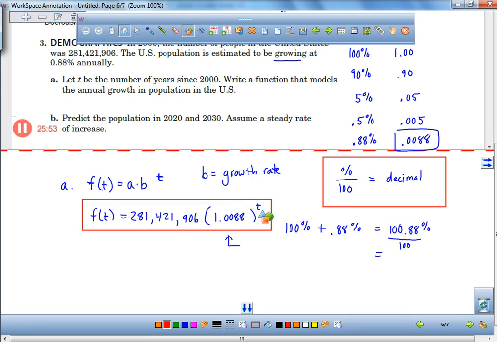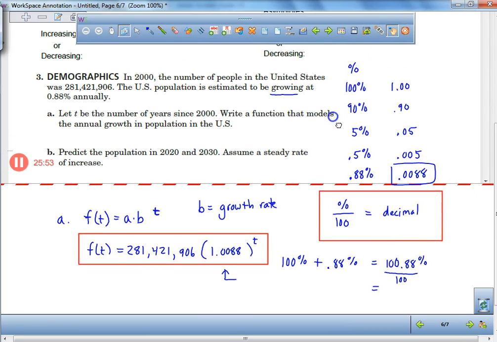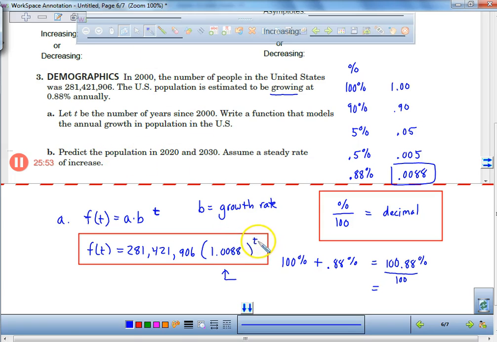Well, okay, listen, t represents years. T represents the years since 2000. It says predict the population in 2020. So then what would I do? I would plug in a 20, and then I would plug in a 30. We're going to go ahead and make that prediction.